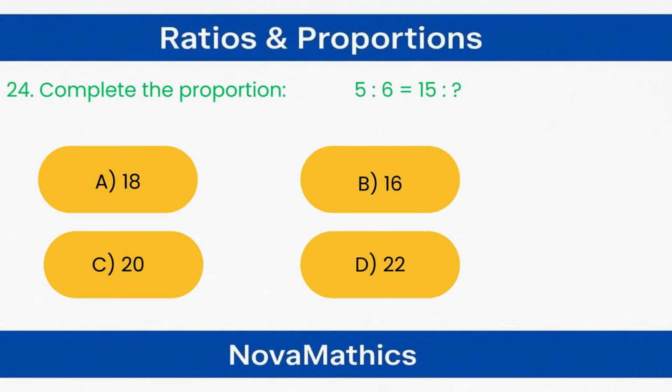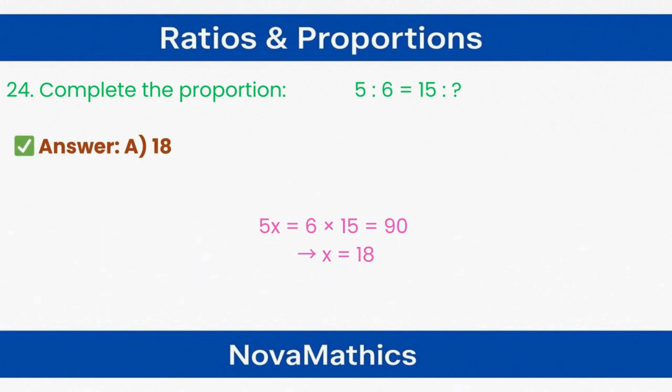24. Complete the proportion. 5 to 6 equals 15 to what? Correct answer is 18. 6 times 15 is 90. Divide by 5. X is 18.